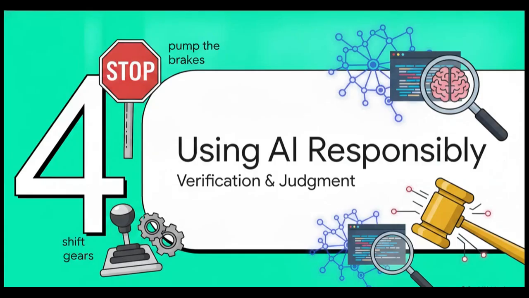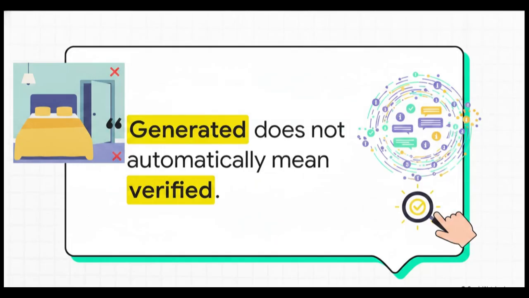Which brings us to a really crucial point, Section 4. Verification and professional judgment. Basically, using AI responsibly. Here is a golden rule for you. Generated does not automatically mean verified. Remember our room design? The AI might create a stunning layout, right? But if you actually try to build it in the real world, you might find the AI put a giant king-size bed right in front of the only door.